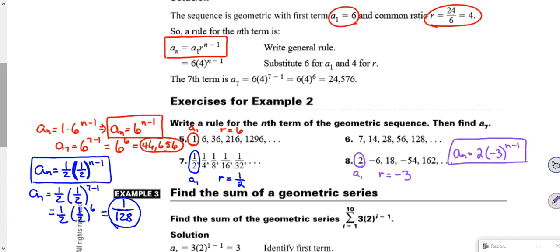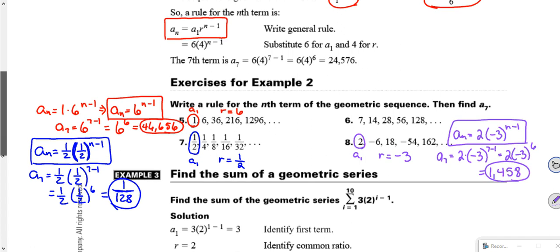But now my a sub 7 would be 2 times -3 to the 7 minus 1 power, or 2 times -3 to the 6th power. So again, make sure that negative gets in the parentheses. -3 to the 6th power times 2 is 1,458. All right, I hope that's helpful.